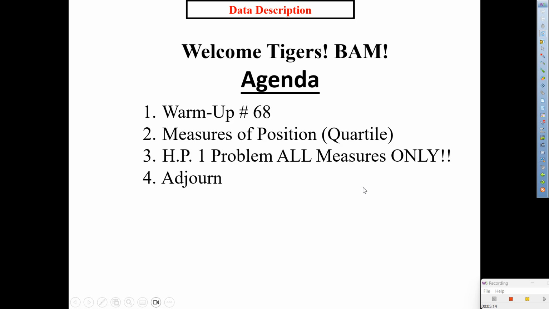Then copy the agenda. Warm-up number 68, complete. Measures of position. Today we're focusing on quartiles, which, like I said, I've been giving you stuff already throughout the year. Today we're just putting the puzzle together. And last but not least, our home play for tonight, only one problem.